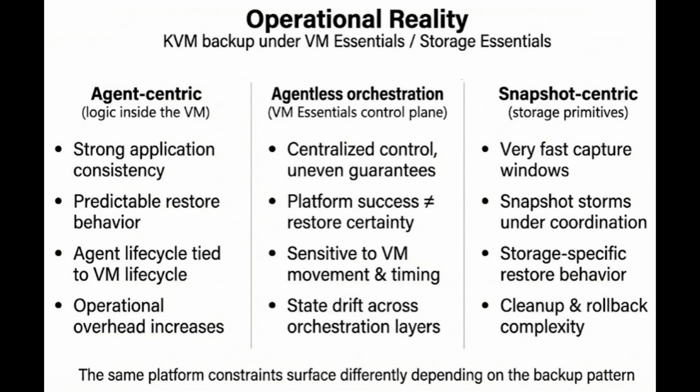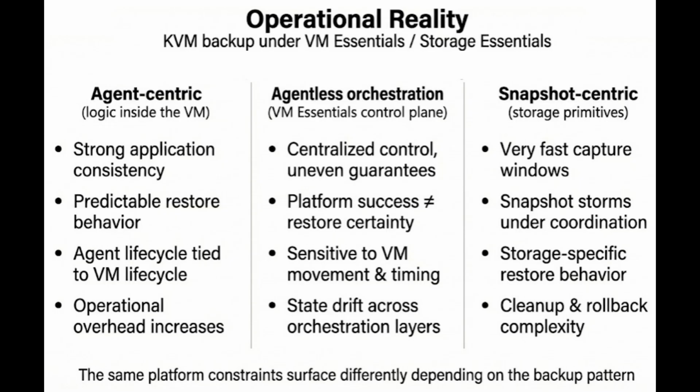So far, we've talked about platform constraints on the KVM side of VM Essentials. What matters next is how those same constraints surface in day-to-day operations, depending on the backup pattern you choose. Let's start with agent-centric backup, where logic runs inside the virtual machine. In this model, application consistency is strong and restore behavior is usually predictable. But that consistency comes at a cost. Backup agents have their own life cycle, and operational overhead increases as environments scale and VMs move.